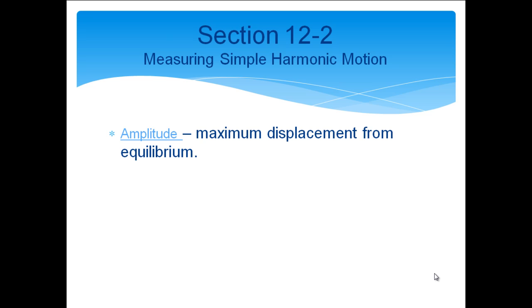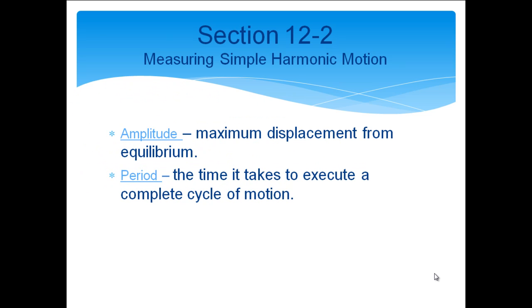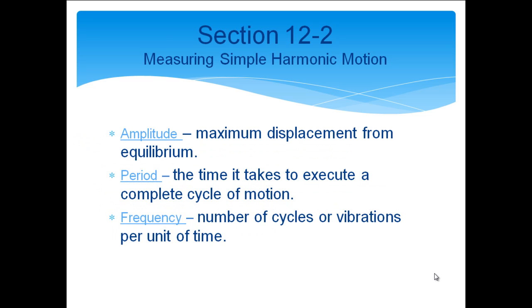So the amplitude, we already know this. I don't know why it says 12.2 up there. Ignore that. We already know the amplitude is the maximum displacement from equilibrium. We already know what the period is, the time it takes to execute a complete cycle of motion. We already know what the frequency is, the number of cycles or vibrations per unit of time. We already learned that stuff.